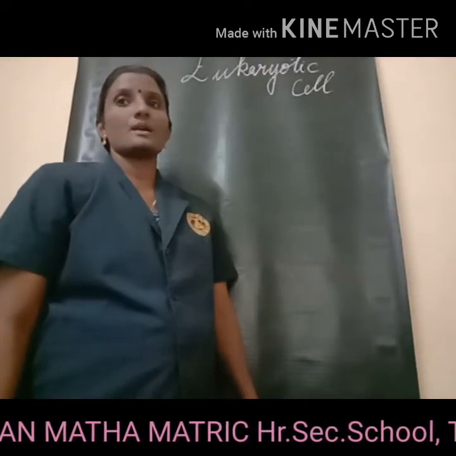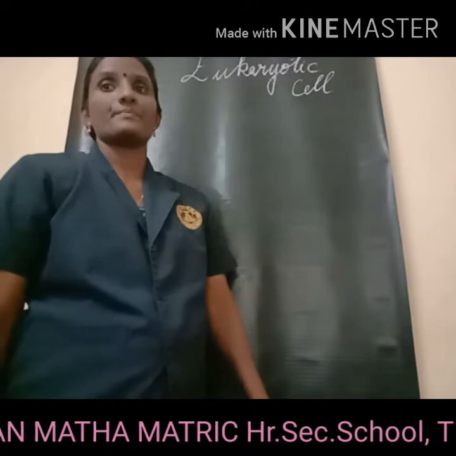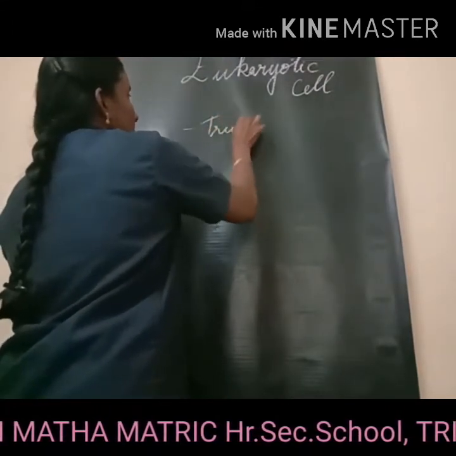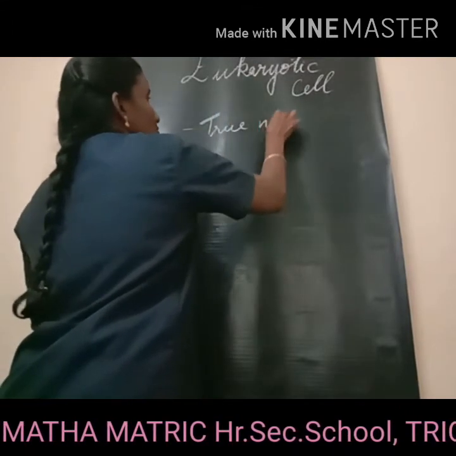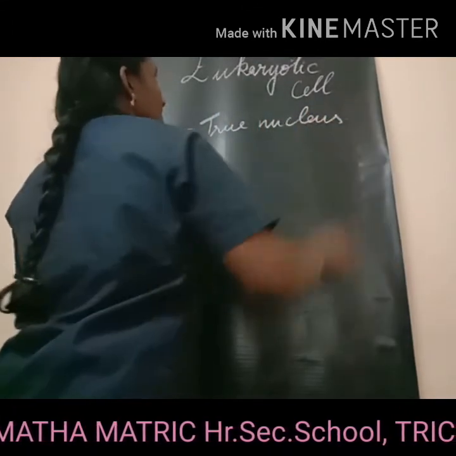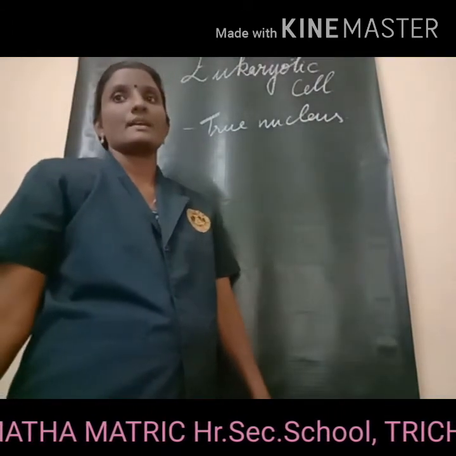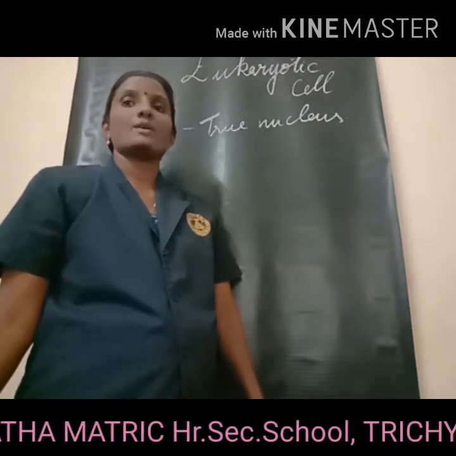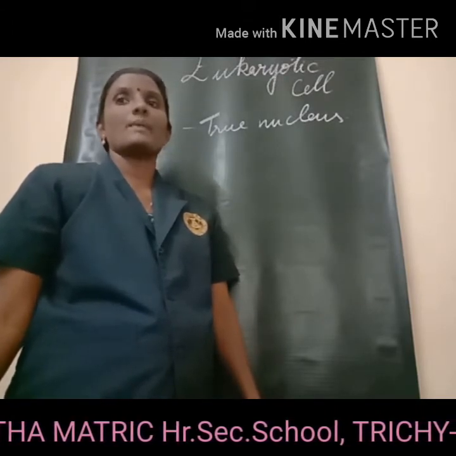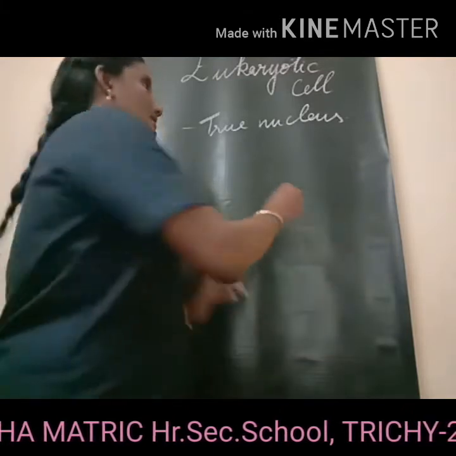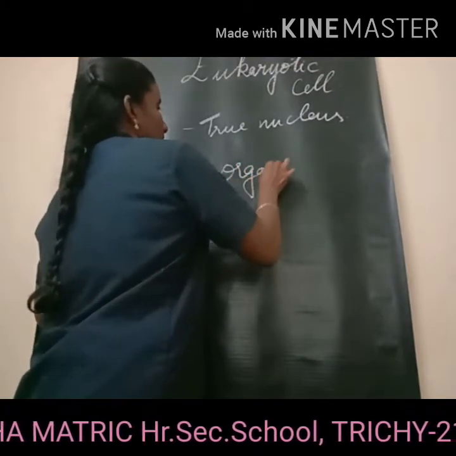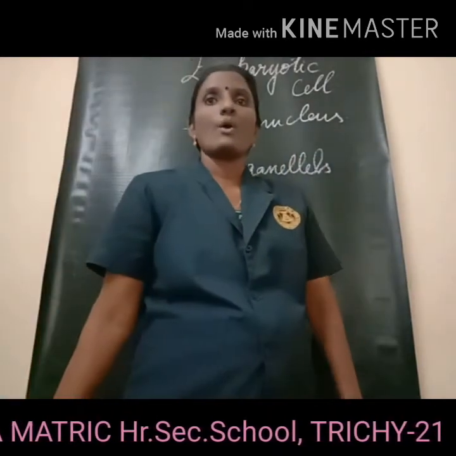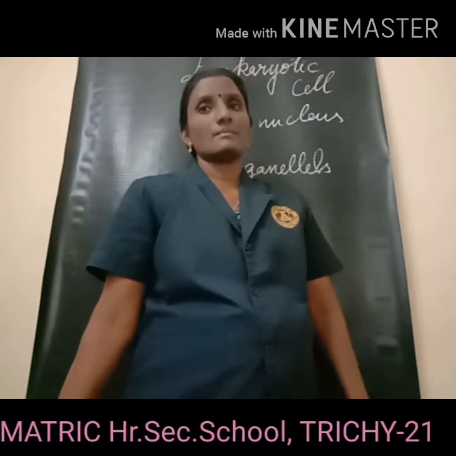Next, we are going to see about eukaryotic cell. Cells which have a true nucleus are called as eukaryotic cell. It is bigger than prokaryotic cell. Its organelles are bounded by membrane.